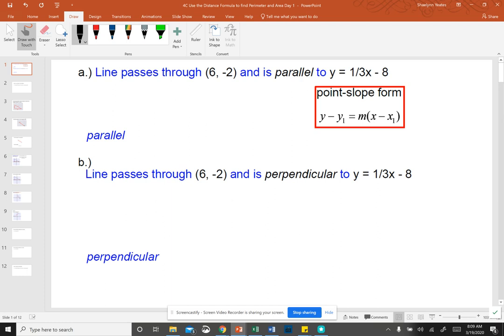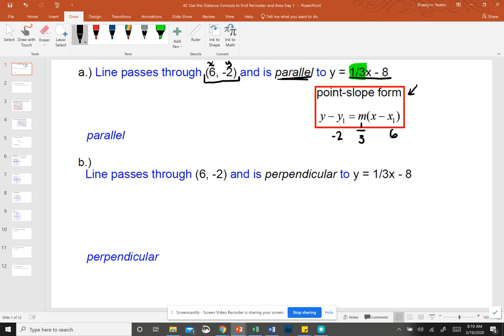All right, so on this first one, we're looking for a line that passes through this point. And notice they give you the point slope form right here. It's very nice. And it's going to be parallel to this line. So the very first thing we need to do is identify the slope in that line. That slope is 1/3. If I'm going to be parallel, the slope is going to remain the same. So that means that my slope is 1/3. Now my point, this is my x value, this is my y value. My x is going to go where the x1 is, so 6 goes here. And then my y is going to go where my y1 is.